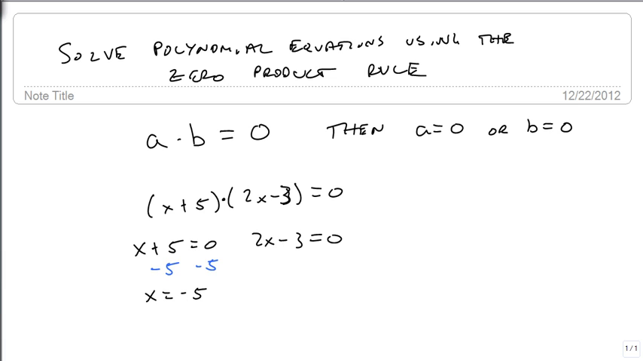x equals minus 5. Add 3 to both sides to get 2x equals 3, and x equals 3 halves. So my two answers are, in a set, minus 5 and 3 halves. And either of these values will make the original equation equal to 0.